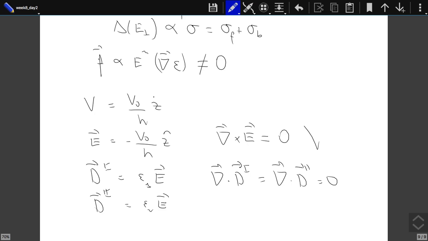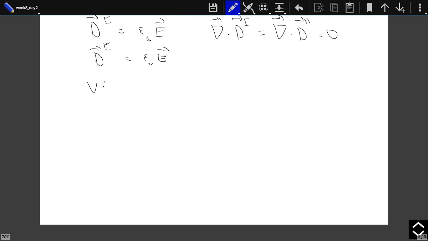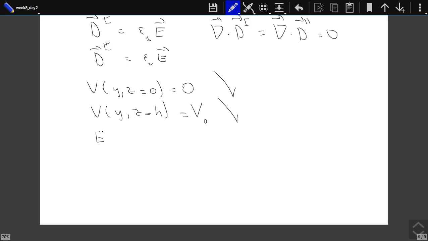Let's check the boundary conditions. One is V as a function of y and z at z equal to 0. This should be equal to 0. Check. This is satisfied. V as a function of y at z equal to h should be equal to V0. Check. And the parallel component of the electric field when y is equal to 0 should be continuous. Check. No problem with that.